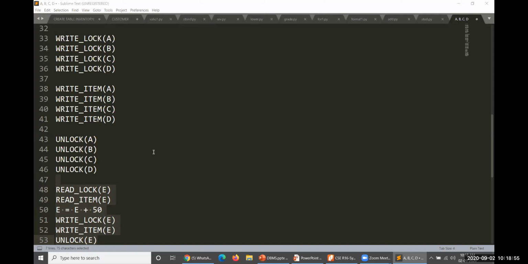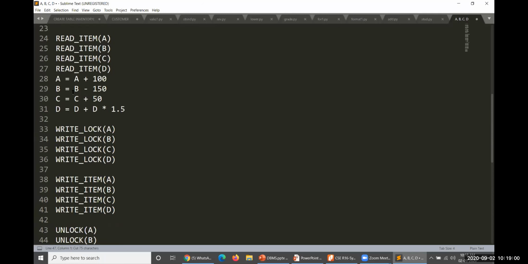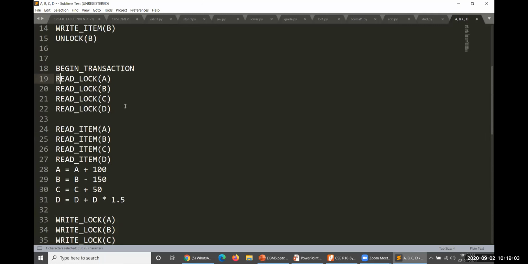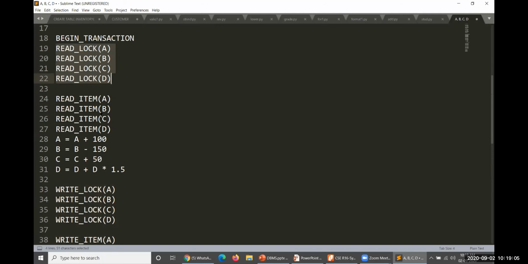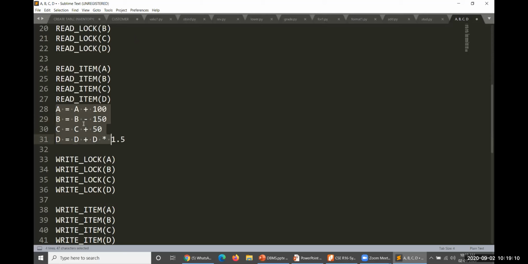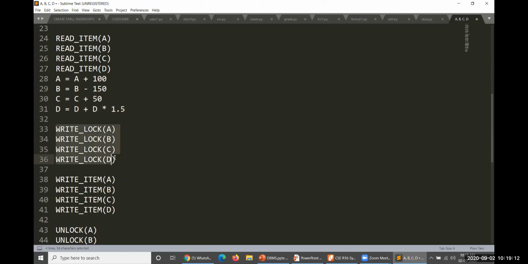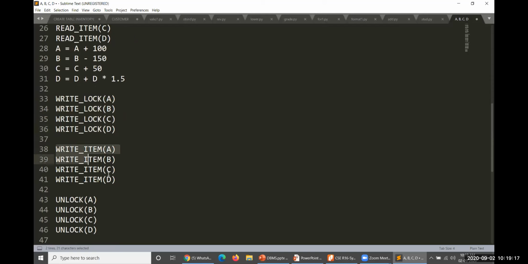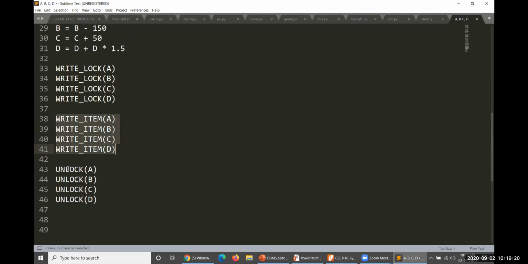What I would like to convey here is that all read locks will be acquired at one particular place, you read the items at one particular place, and you perform the operation at one particular place. All write locks are supposed to be acquired at one particular place, then all writes could be done at one particular place, and all unlocks will be at one particular place. This would be two-phase locking.